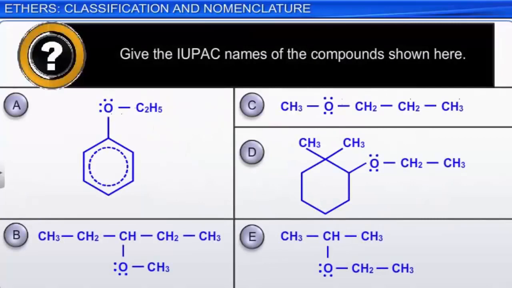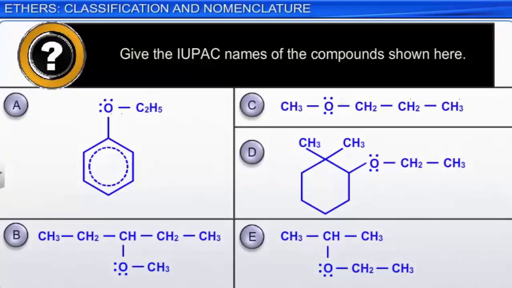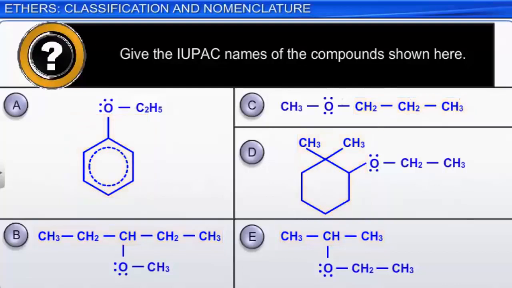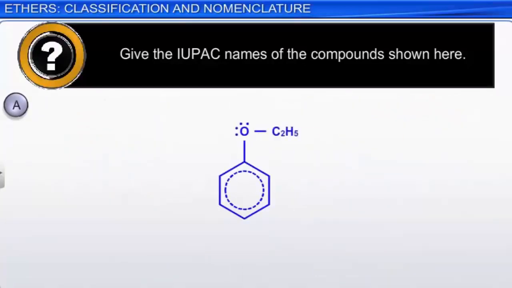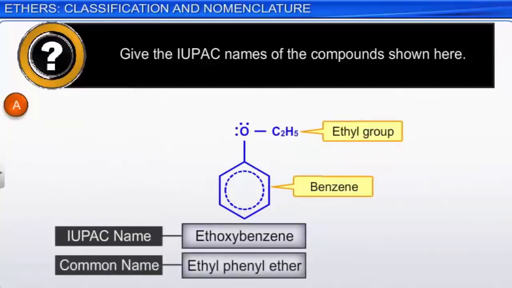Here are some problems for you to try. Give the IUPAC names of the compounds shown here. They are all ethers. Remember that the longer chain is considered to be the parent chain. Molecule A is ethoxybenzene. Its common name would be ethyl phenyl ether.